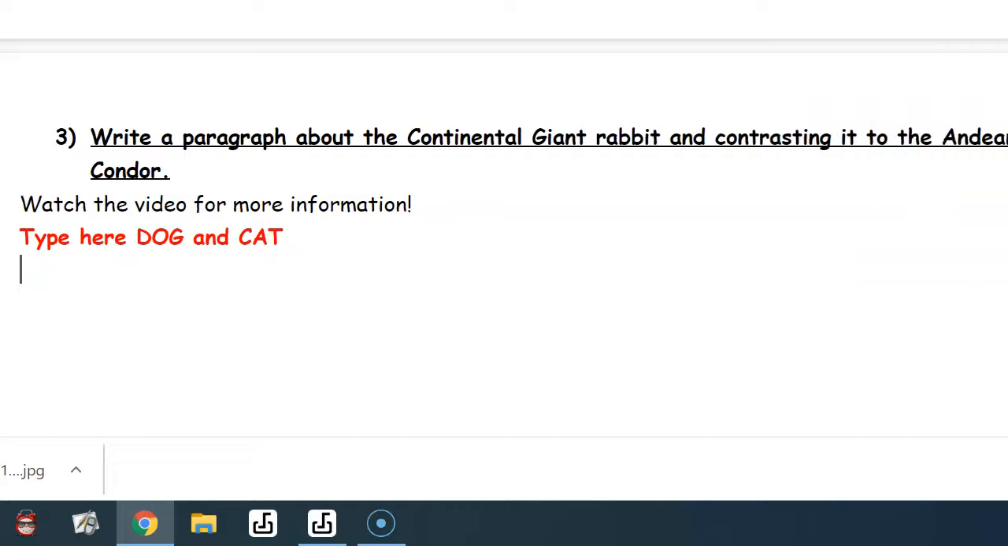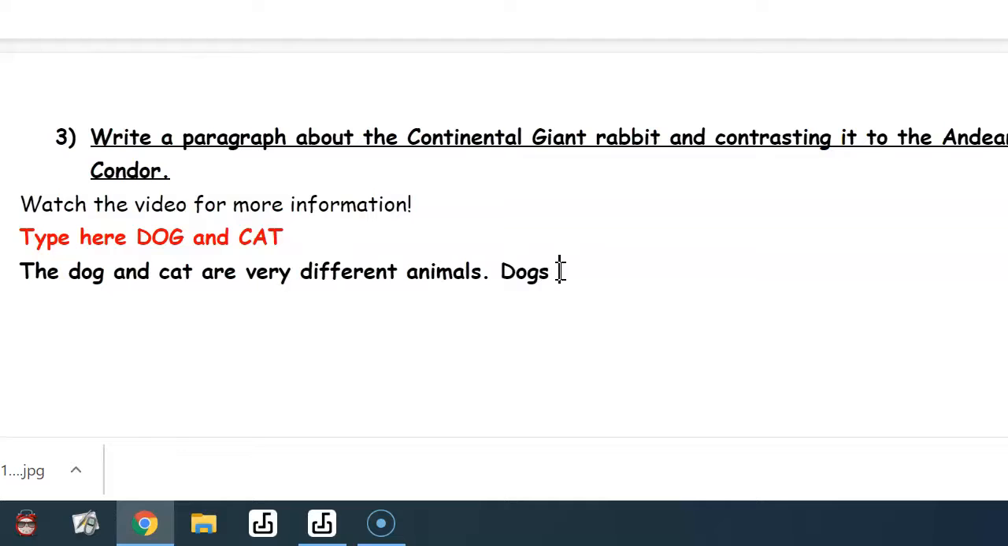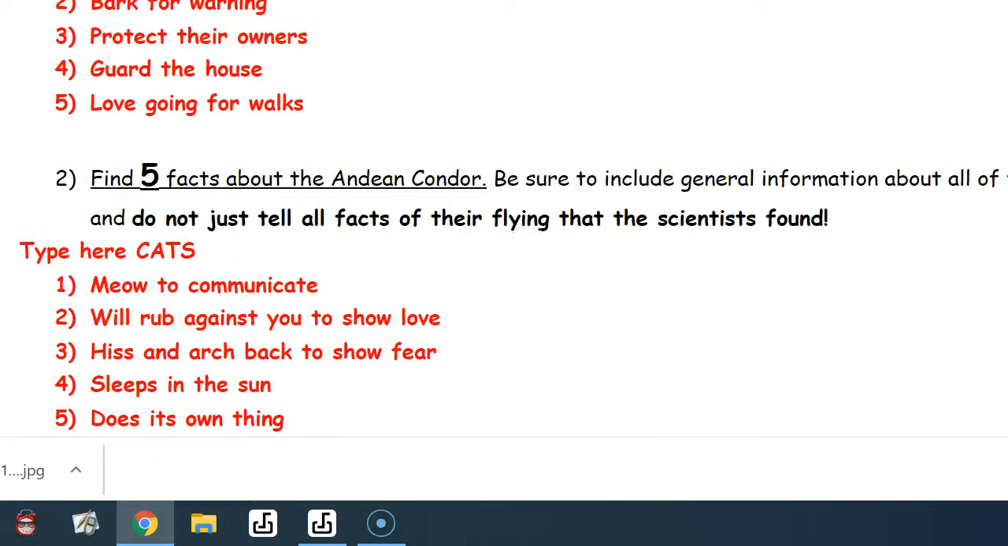I'm going to talk about my dog first. I'm going to open it up because I'm contrasting. The dog and cat are very different animals. And I could say critters if I want, because that's what we used in the beginning. I could say they are alike in a lot of ways, but very different. They're very different in so many ways. I can say that. So I want you to use your own phrase there. Okay? Dogs like to, and I'm going to go through my facts.